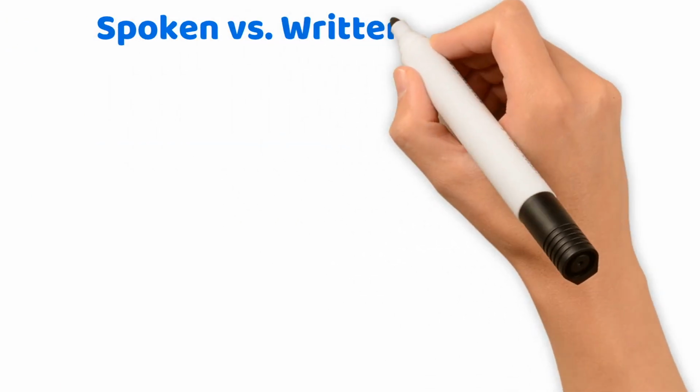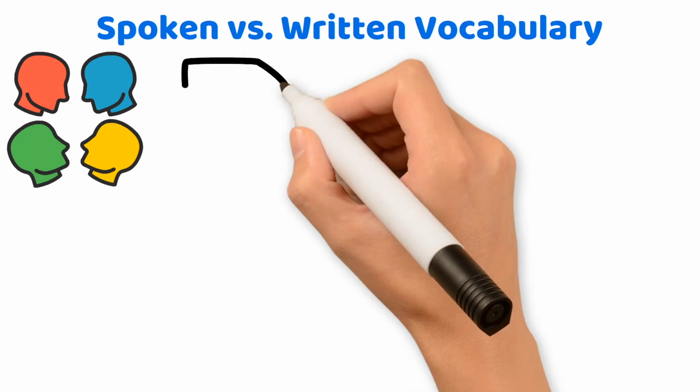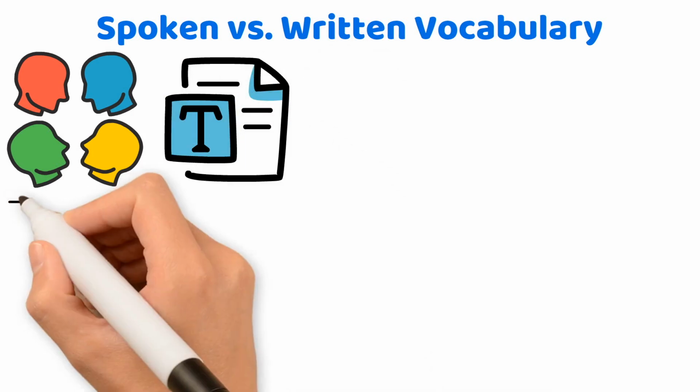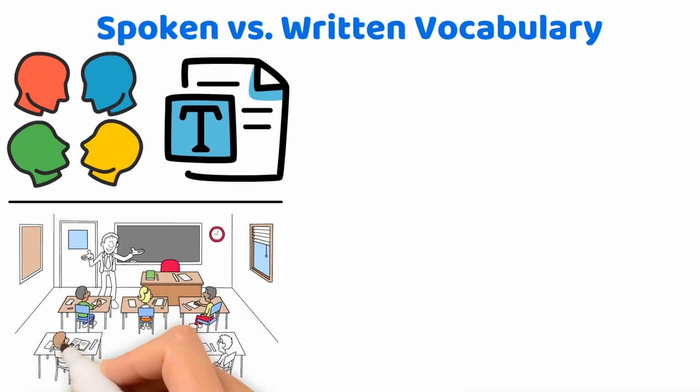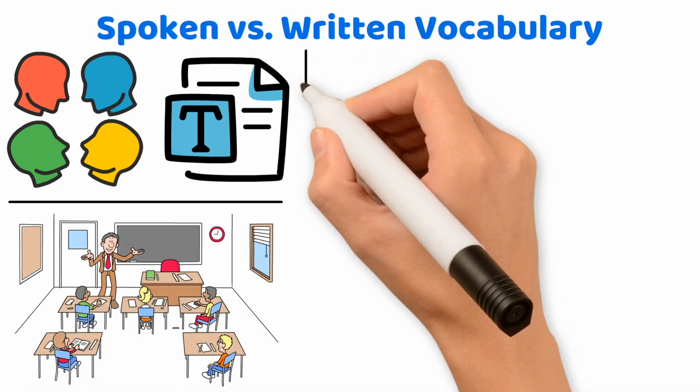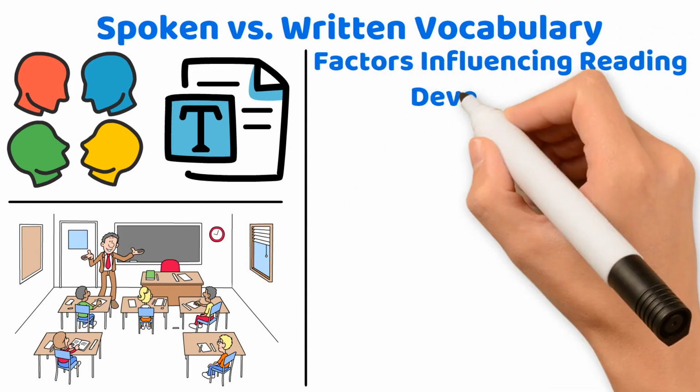Spoken versus written vocabulary. Be aware that the vocabulary used in spoken language is often less sophisticated than that found in written texts. This distinction is important because it underscores the need for direct teaching of sophisticated vocabulary to aid in reading comprehension. Now, let's move to factors influencing reading development.